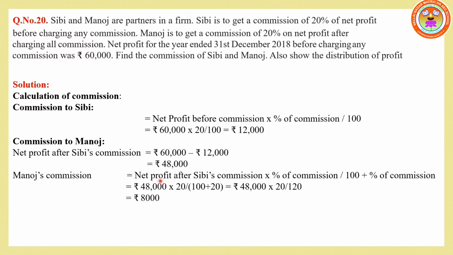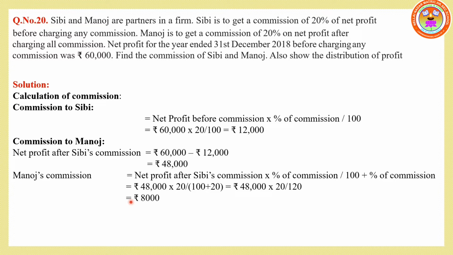So after giving Sibi's commission, the remaining profit is 48,000 into 20% divided by 120. That means, since the word given is after, 20 divided by 100 plus the same percentage 20. 48,000 into 20 by 120. So we got 8,000. So Manoj's commission is 8,000. Listen carefully. The firm made 60,000 profit. On this amount, we gave 12,000 commission to Sibi and 8,000 rupees commission to Manoj. So how much remaining will be there?